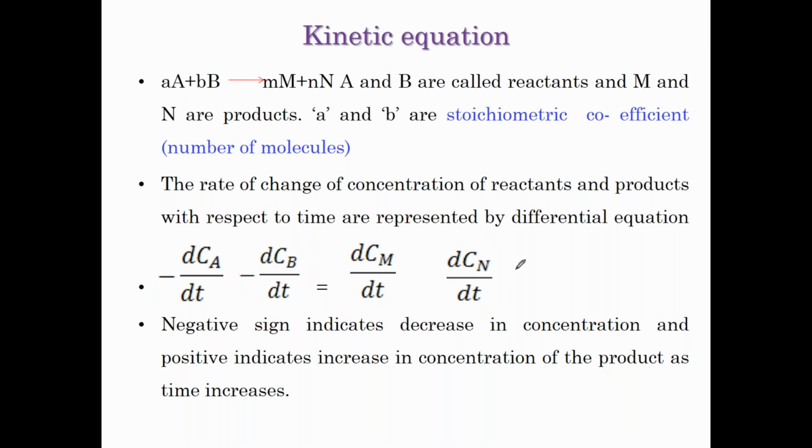So understand, this is how the chemical reaction is represented, and in any chemical kinetic reaction there will be a reactant and there will be a product. To understand how the reactant or product is getting changed with respect to time, a differential equation is always used to represent that change. The differential equation can be written like this, and in the differential equation, the negative sign indicates the decrease in the reactant, and the positive sign indicates increase in the product.